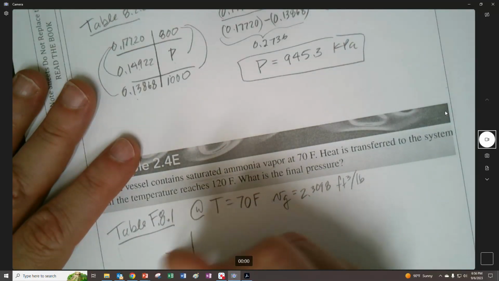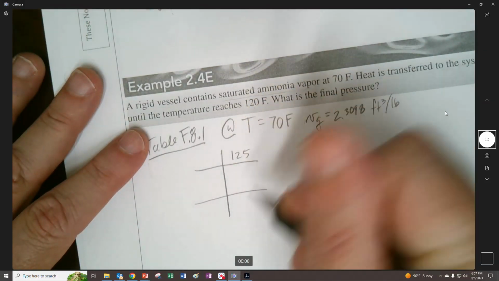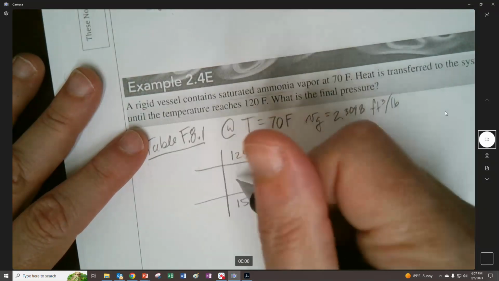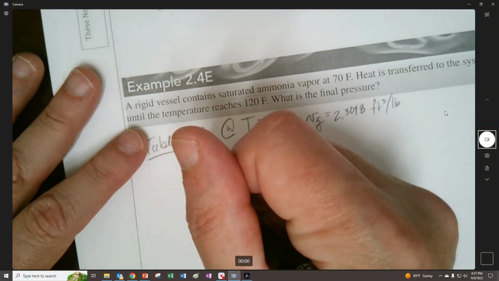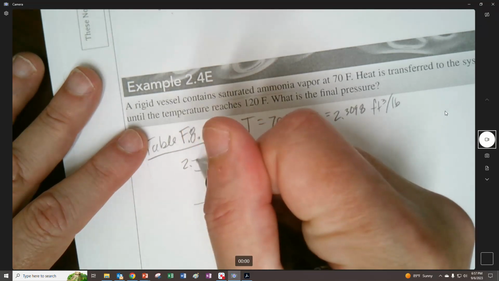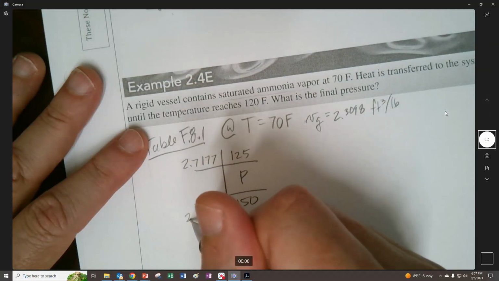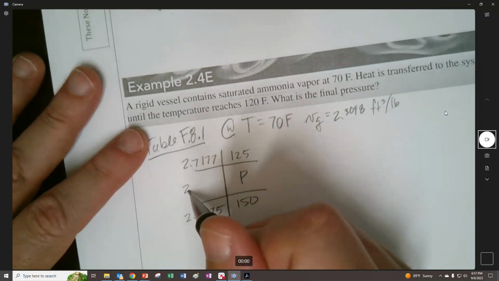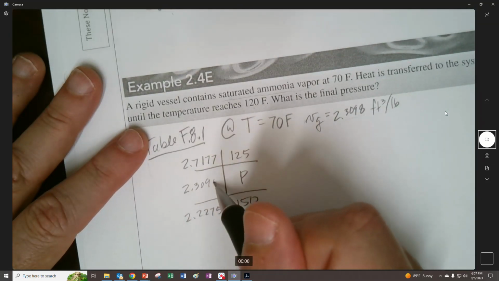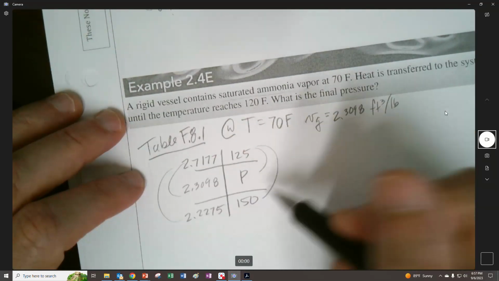So setting up our interpolation table, we have to decide which way we want to go. I'm going to go 125 up at the top and 150 down below. And so that's going to be the pressure. And so the values up there at 120 degrees look like 2.7177 and 2.2275. And so we're going to stick this 2.3098 into there and interpolate.